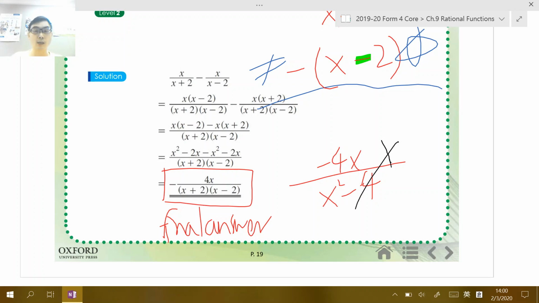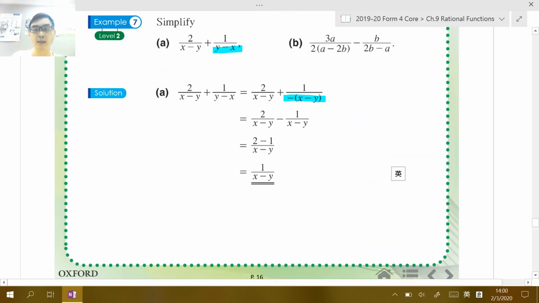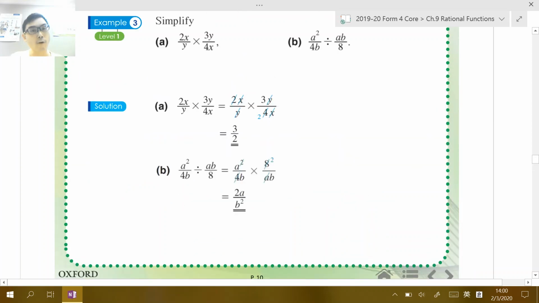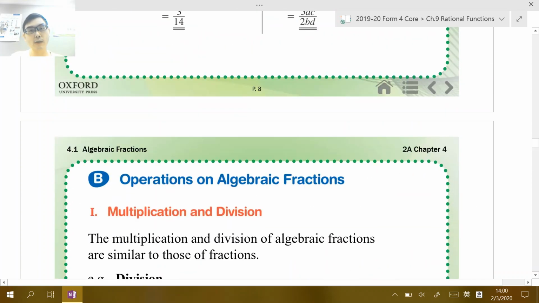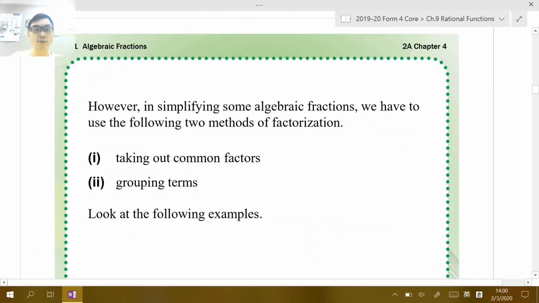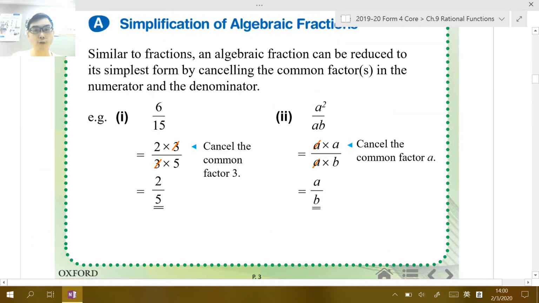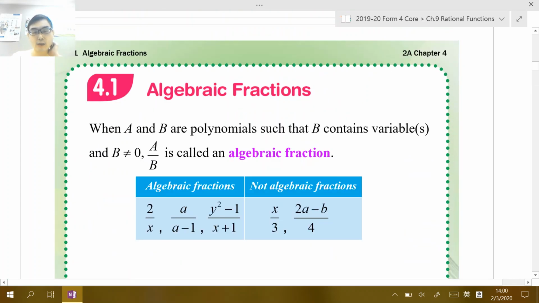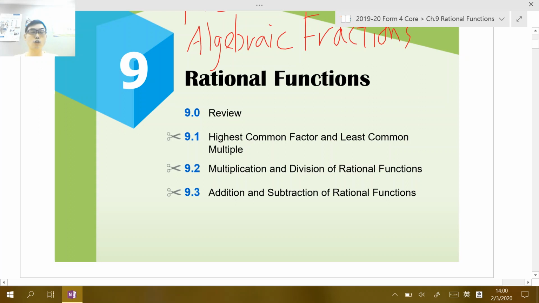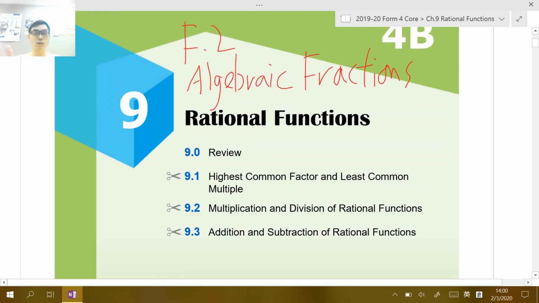Okay, to summarize what I said today: today we are talking about rational functions, chapter 9 of your book 4B. But before we talk about rational functions, we have to go back to a concept you learned in Form 2, called algebraic fractions, because algebraic fractions are very similar to your rational functions later on. What you need to do is use the functions and algebra to cancel. But do remember, for rational functions we have to do more.